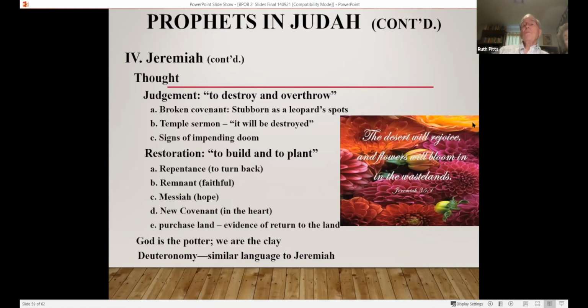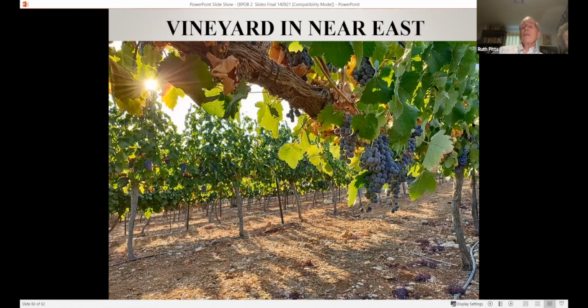Okay. Next. Vineyard of the Near East. Looks so wonderful. And divine dressers. This is, again, very much in the prophetic language. Okay.